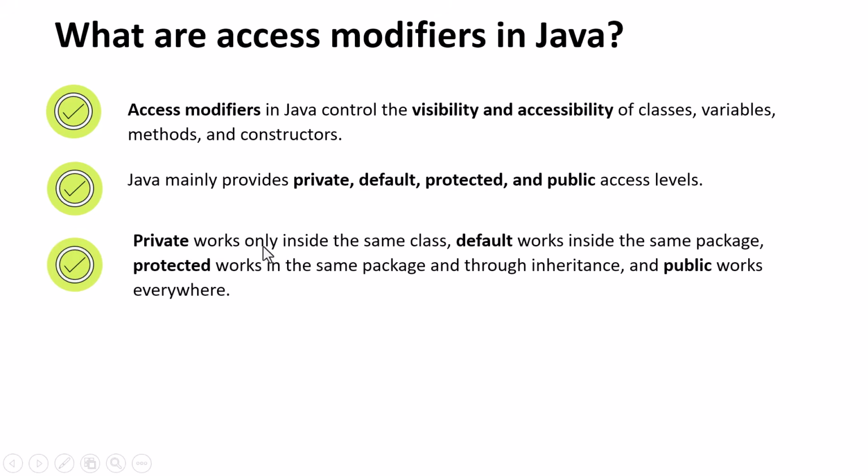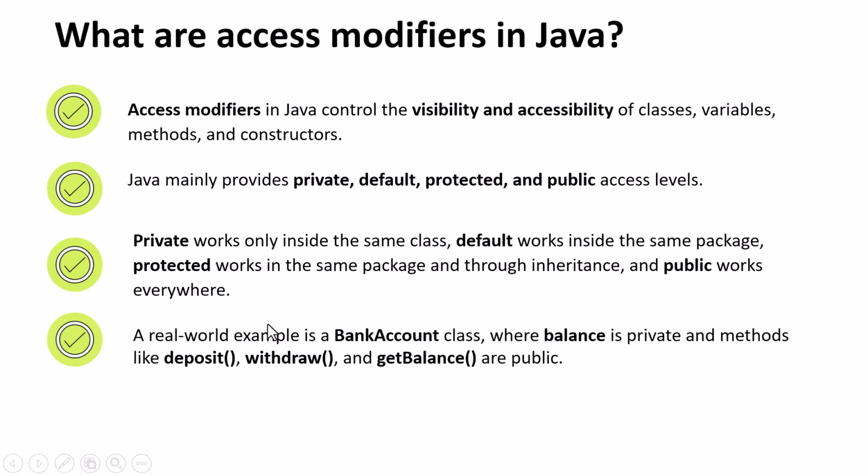A private member can be accessed only inside the same class. A default member can be accessed only within the same package. A protected member can be accessed within the same package and also through inheritance in another package, and a public member can be accessed from anywhere.